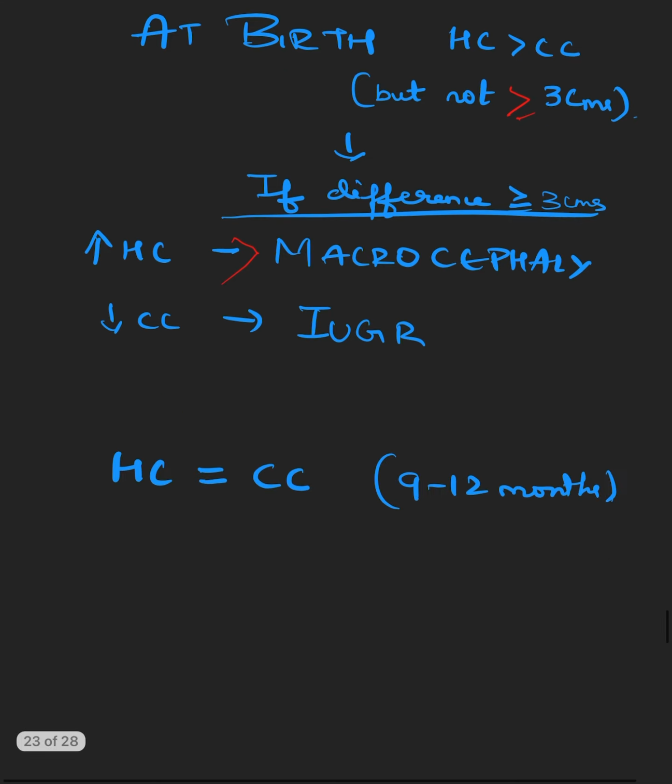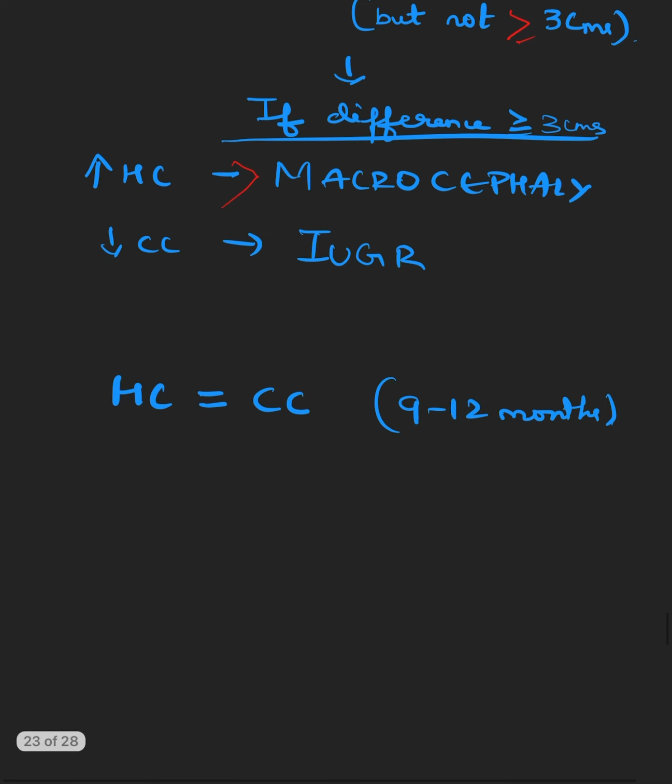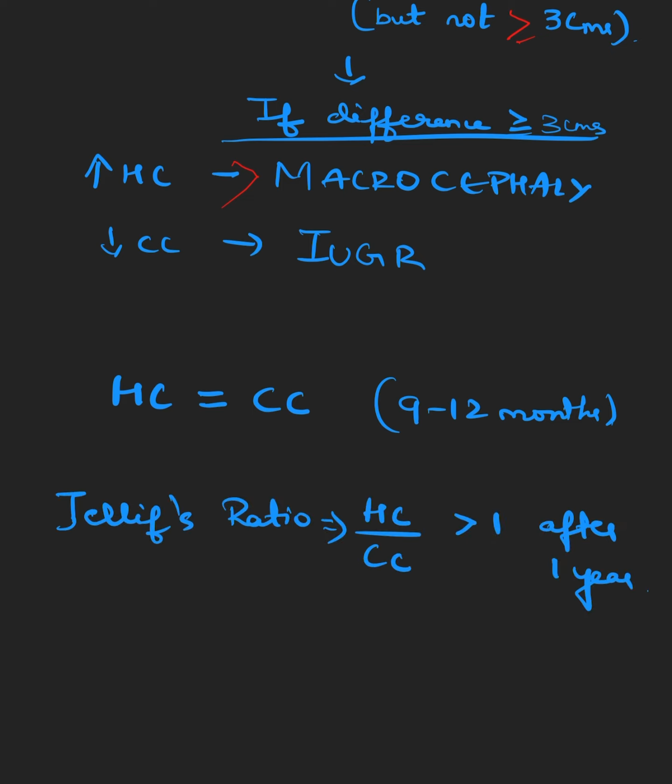Head circumference equals chest circumference by the age of 9 to 12 months. Suppose even after 12 months, if head circumference is more than chest circumference, we measure that as Jelliffe ratio. So head circumference by chest circumference greater than 1 after 1 year.